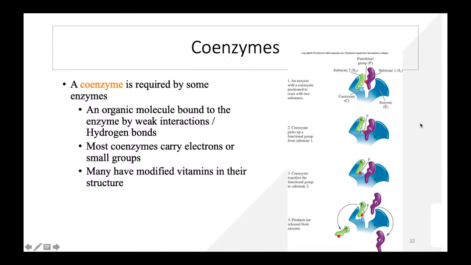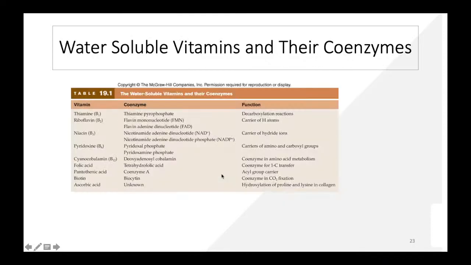Right. So here we can see a coenzyme. You have substrate 1 and 2, and the functional group is attached to substrate 1. What this enzyme will do, with the help of the cofactor, is give this functional group to substrate 2, and then you have two products, product 1 and product 2, where product 2 will have this functional group. So these are various examples of vitamins: thiamine, riboflavin, niacin, pyridoxine, with the various coenzymes and their respective functions.